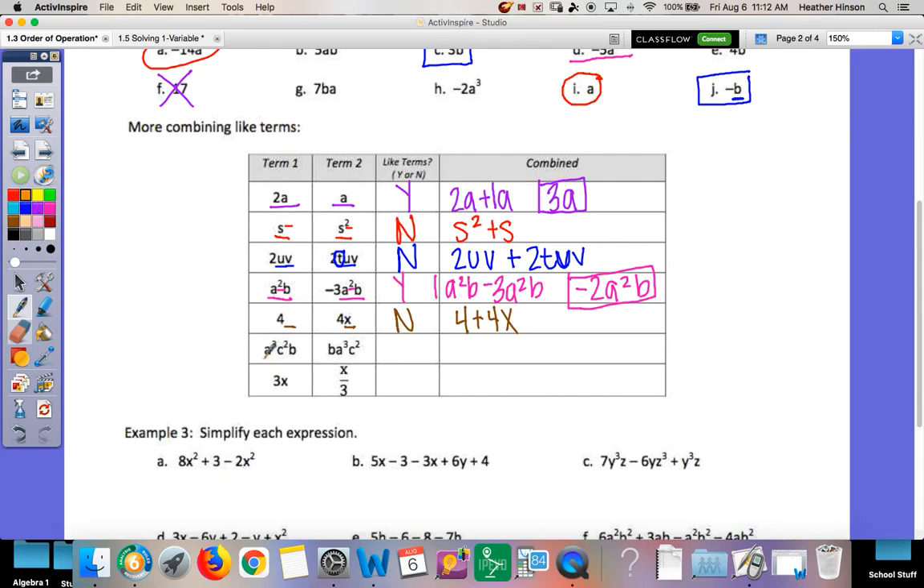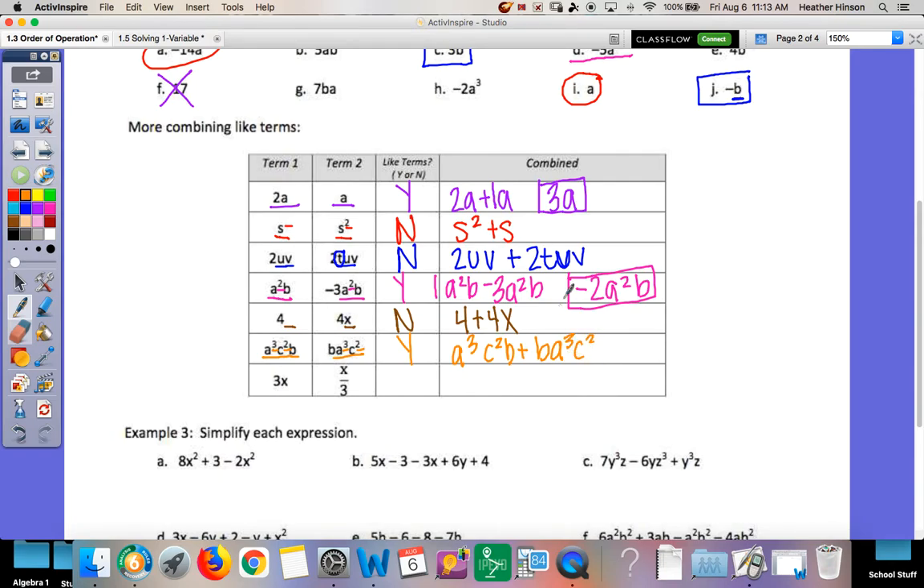Okay, the third one. Do we have the same variables with the same exponents? Little tricky, but yes. We still have an a. The a is connected to 3. We still have a c that's connected to 2. And we still have a b with no exponent. They're in a different order, but they're all the same. It doesn't matter what order they're in. So these are the same. So we have a cubed c squared b plus b a cubed c squared.